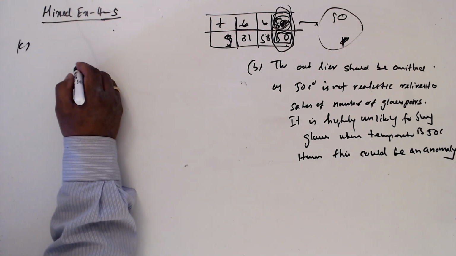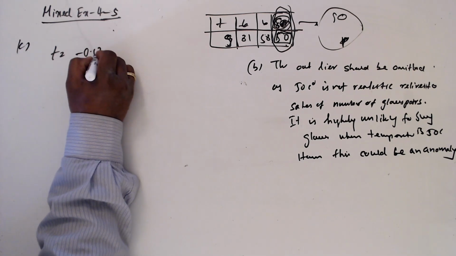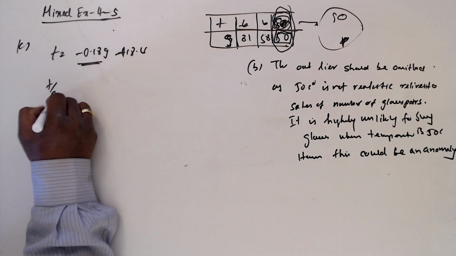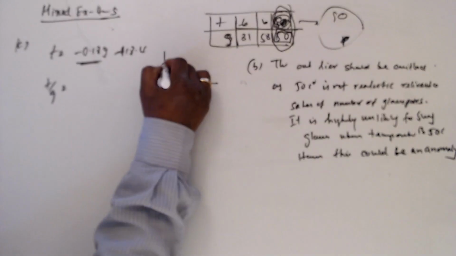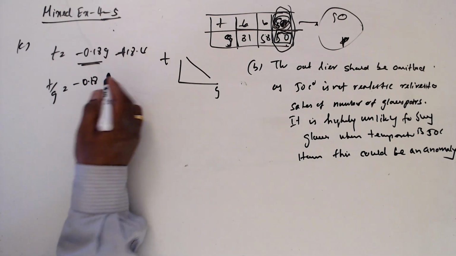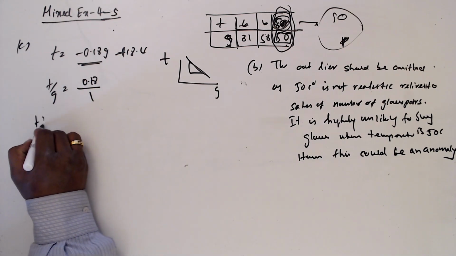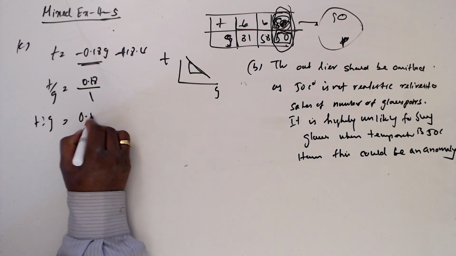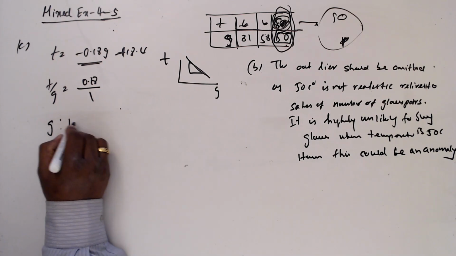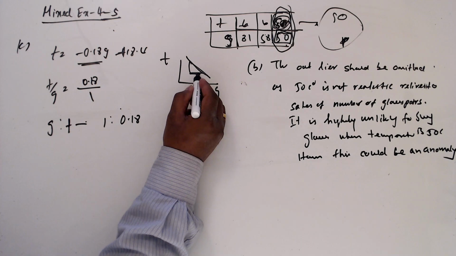Part C, give an interpretation of -0.18. So we have T equals -0.18 G plus 18.4. This is Y, so this is the gradient. So T over G basically, this is T on G graph, and it has a negative value. 0.18, the negative means T to G ratio is 0.18 to 1. So G to T is 1 to 0.18. So this one is every pair of gloves.